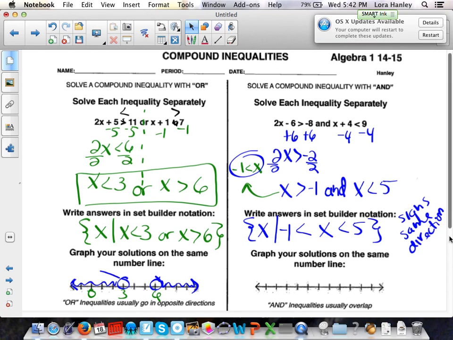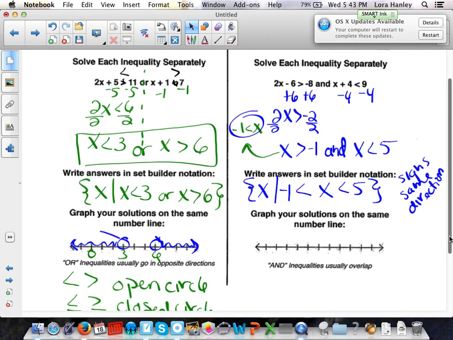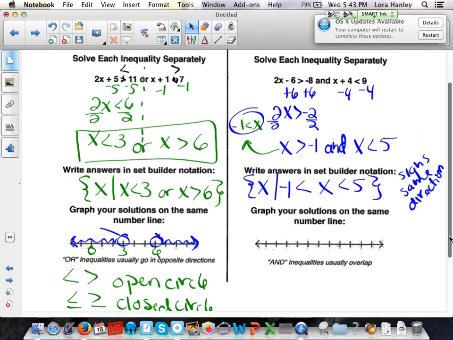Now let's check out what that looks like on a number line. So here, we need the numbers negative 1, and then probably 0, 1, 2, 3, 4, 5. You could put other numbers on there if you want to. I need at least 3, okay? Both open circles. This time I have all my numbers that are greater than negative 1, so shading to the right. And then I have numbers that are less than 5, so shading to the left.